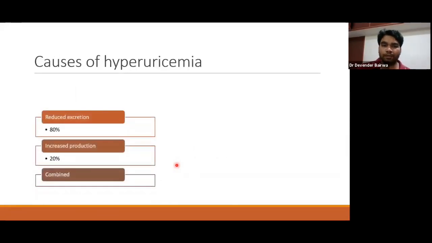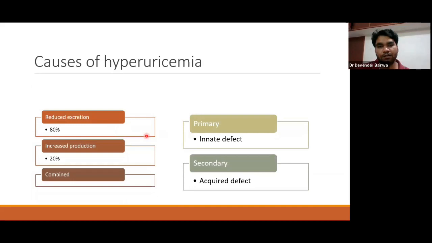Coming to causes of hyperuricemia, there are two ways we can divide them. One way, which is clinically better, is that there can be reduced excretion. These are known as underexcretors. There can be some defect in the kidney, or some drugs, or some disease, which is leading to reduced excretion of uric acid from the kidney. 80% of cases of hyperuricemia are generally because of reduced excretion.